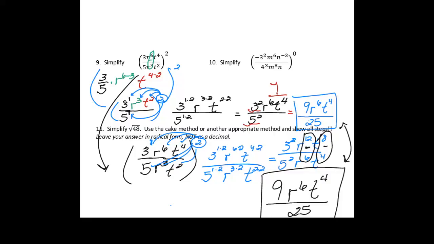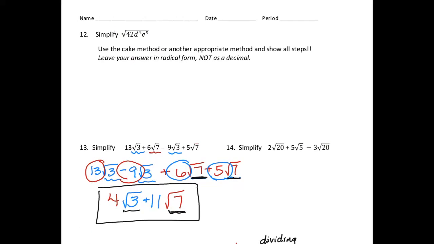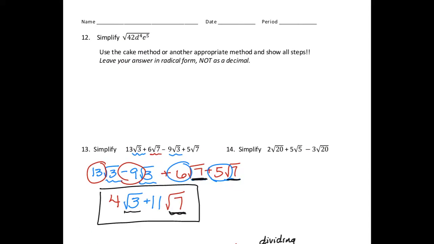Other questions? I do want to go over 12. Has anybody finished 12 yet? Okay. Yes. 12. Use cake method or an appropriate method. I would say for most of you, it needs to be the cake method for any square root.